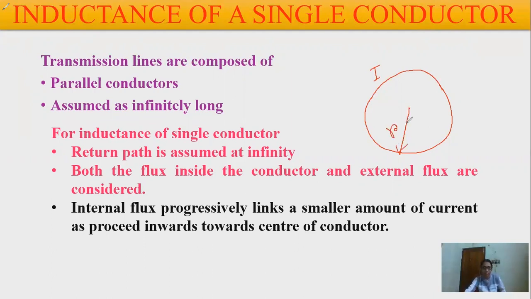Just see here there are the internal fluxes. So internal flux progressively links a smaller amount of current as we proceed inwards towards the center of the conductor due to the skin effect. Because a lesser amount of current will flow through the center of the conductor, and a large amount of current will flow through the surface of the conductor.